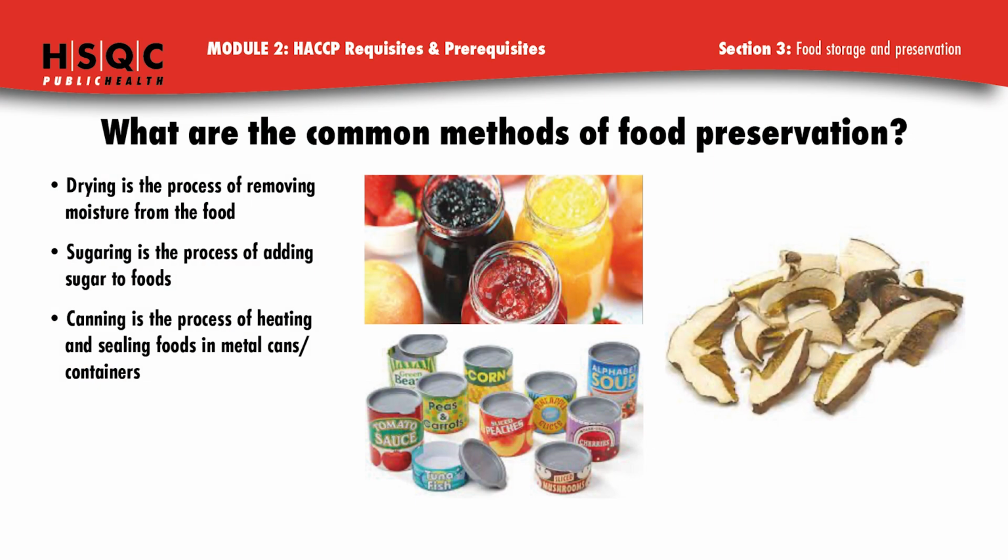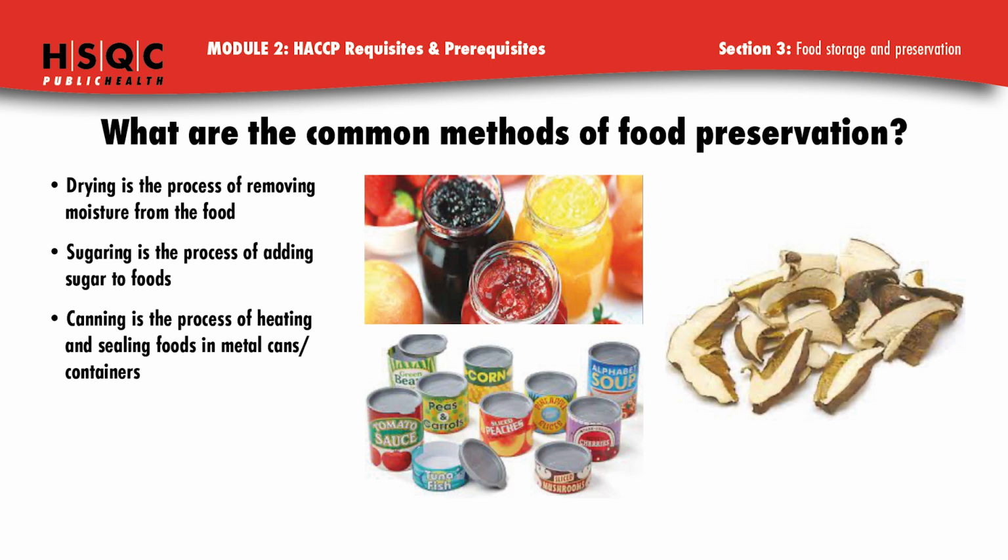What are the common methods of food preservation? Common preservation methods remove one or more requirements for bacterial growth. Drying is the process of removing moisture from the food, e.g. dried fish, desiccated mushrooms, dried fruits. Sugaring is the process of adding sugar to foods, e.g. jams, marmalades, candying.